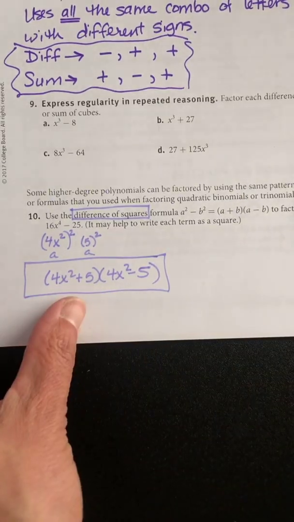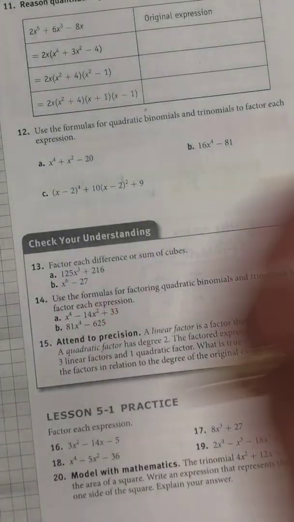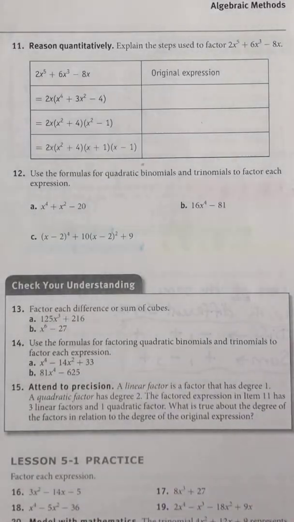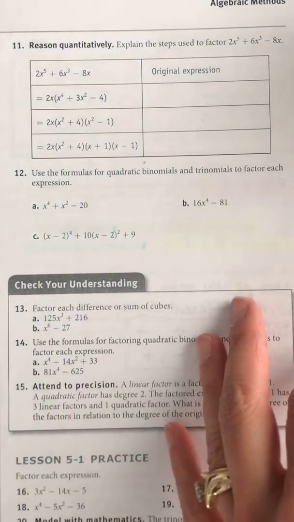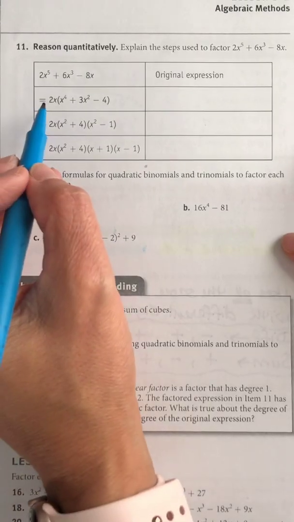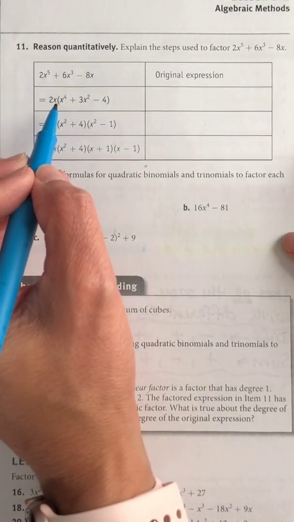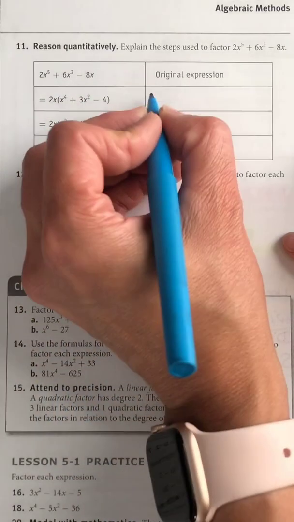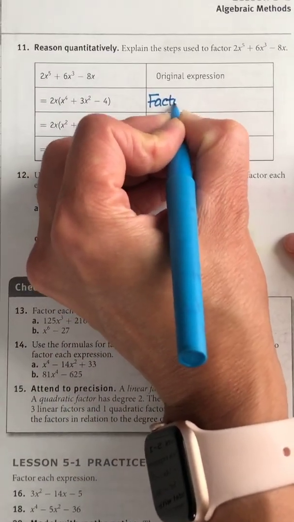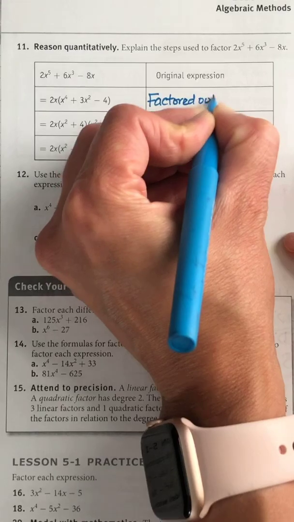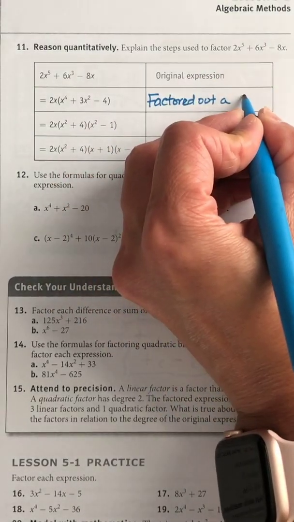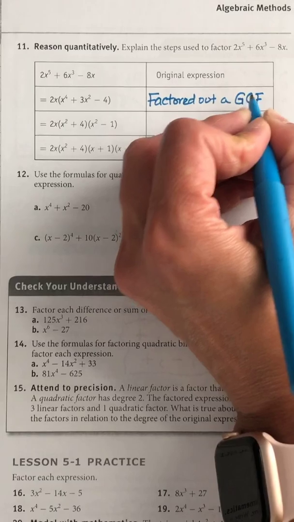All right, so let's turn the page. And let's take a look at this table, number 11. It says explain the steps used to factor 2x to the fifth plus 6x squared minus 8x. Okay, so looks like they pulled out a 2x in front and factored that out. So what did they do? They factored out a greatest common factor. So I'll put GCF for greatest common factor.